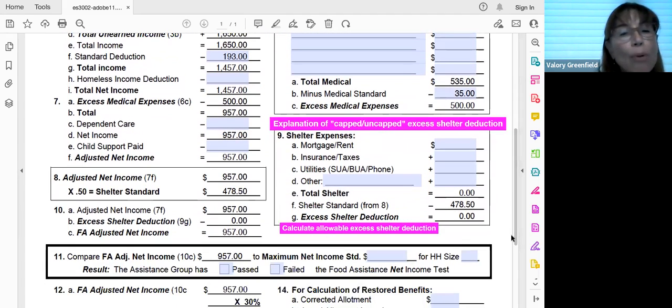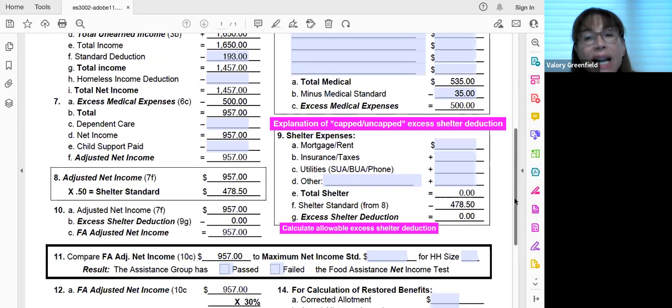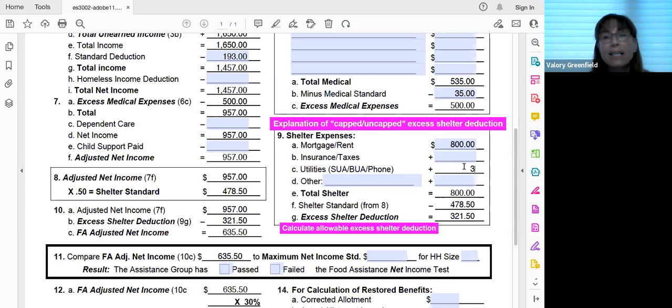The food stamp program presumes, I talked about the presumptions earlier, that you're going to spend about half your income on shelter. So they said at box 8, they've calculated automatically that she's supposed to spend $478.50. Let's see if she does. At 9A, Cindy's going to put in $800 because that's her rent. And at 9C, she's going to put in the basic utility allowance of $303. We get that number from Appendix A1.